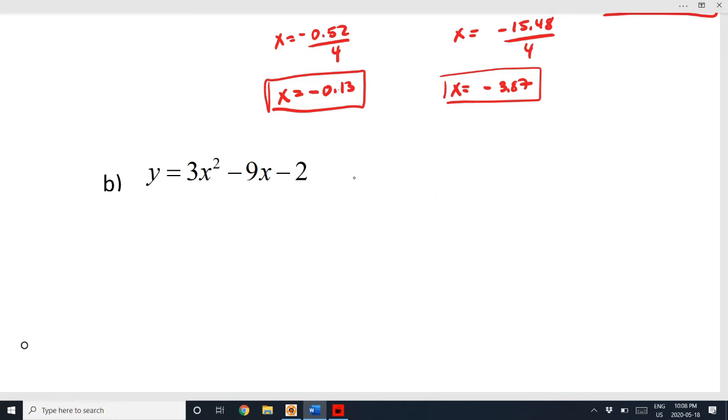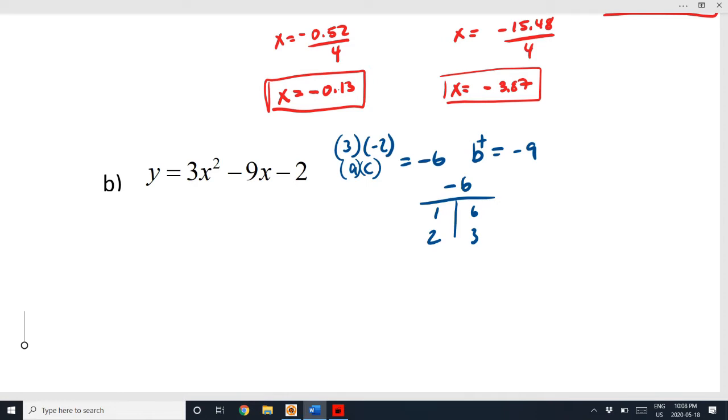So we have to look for two numbers that multiply to a times c. So a times c, which is going to be 3 times negative 2, which is negative 6. So two numbers that multiply to negative 6 but add up to b, which is negative 9. So let's look at all our factors of negative 6 and see if any of them add up to negative 9. So we'll have 1 and 6, and then we'd have 2 and 3, and then it would repeat again.